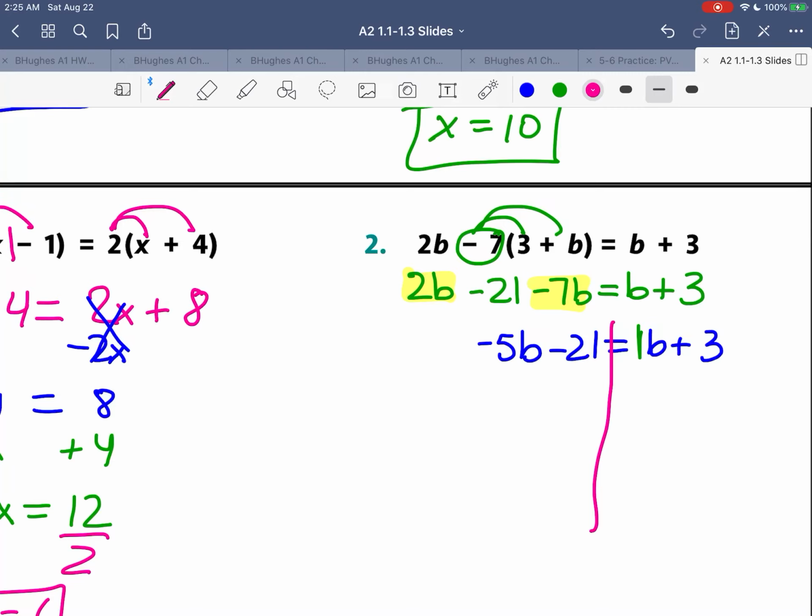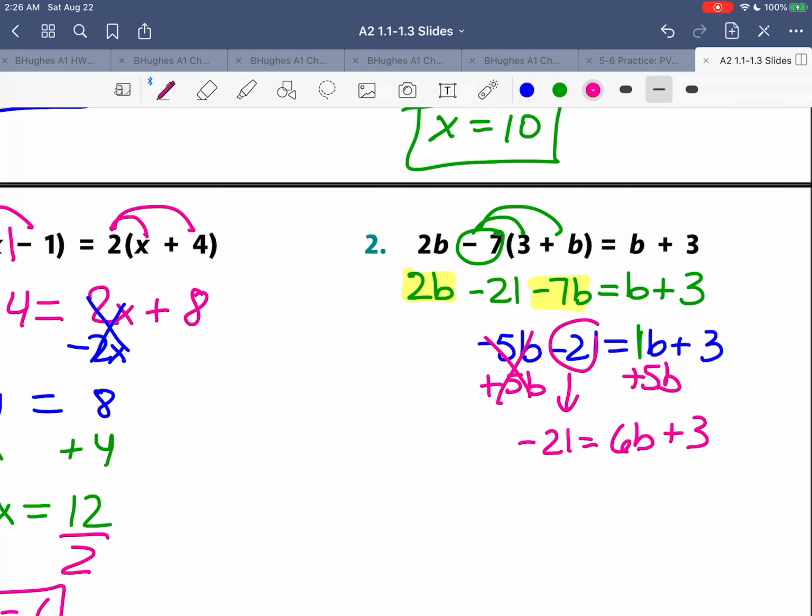So now that I have simplified the ones on the same side, I've got to move the correct one to the other side. So which one is greater? Which one is the smallest? 1b or -5b? Well, anything negative is smaller than anything positive. So I know I'm going to have to add 5b to the other side. These are going to cancel, and that's going to bring down a -21. 1b plus 5b is 6b. So I have -21 equals 6b plus 3.